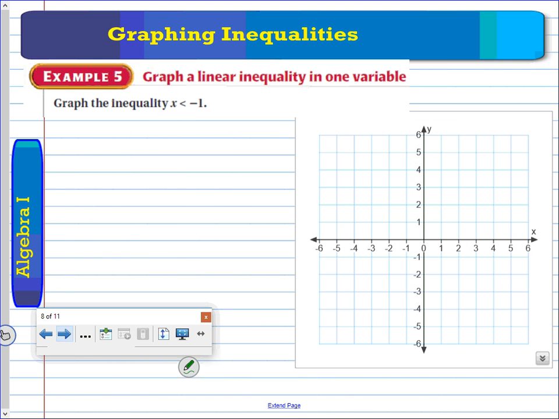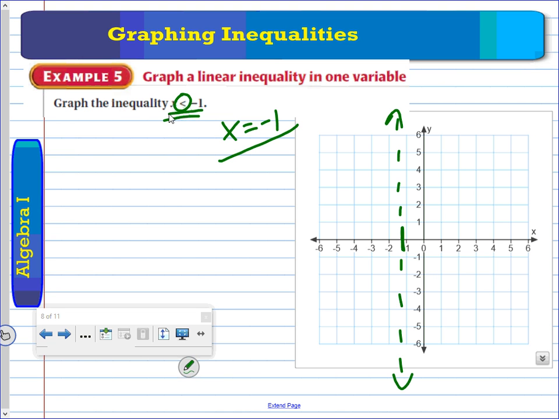It works the same way if we get something like this. X is less than -1. Again, pretend it's an equation just for a second so we can get an idea what the line looks like. We all know that's a vertical line right here at -1. Then go back and look at the inequality. Now, this one is not equal to, so this has to be a dashed line. Okay, it's in the same position, it's just dashed.